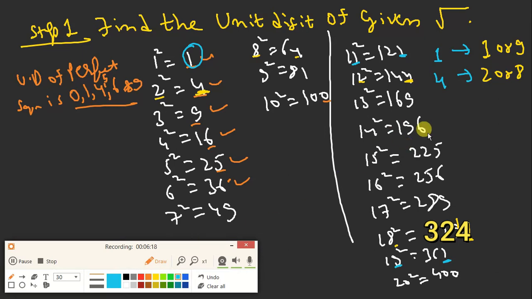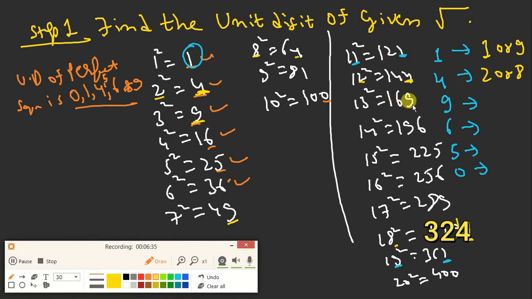Now the third thing is about when the unit digit is 9, 6, 5 and 0. See friends, when the unit digit of the perfect square is coming out to be 9, in this case and in this case, the unit digit of the number is 3 or 7.